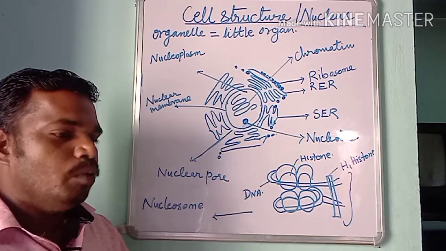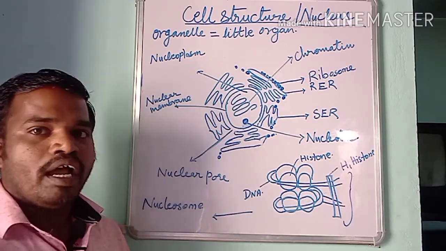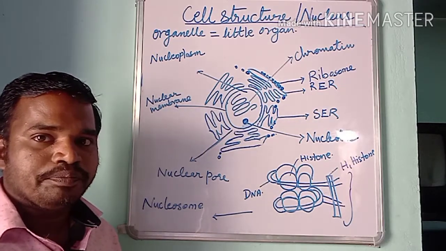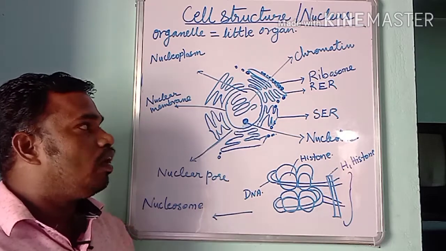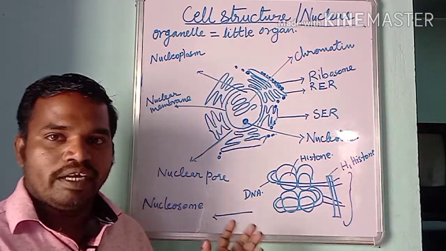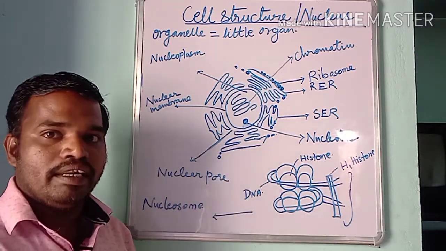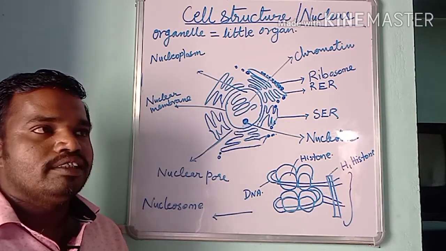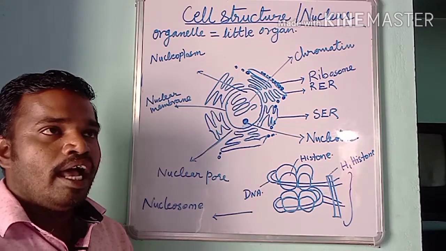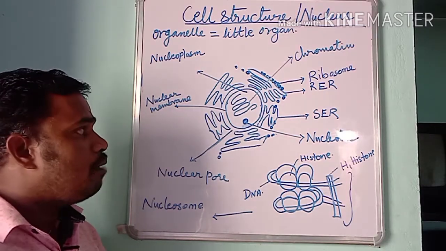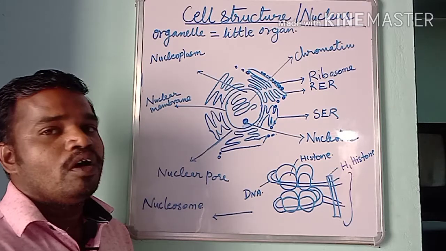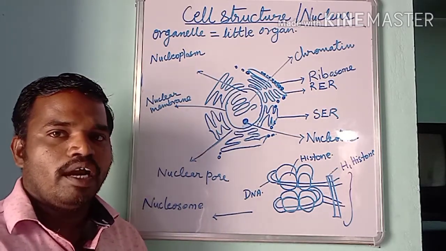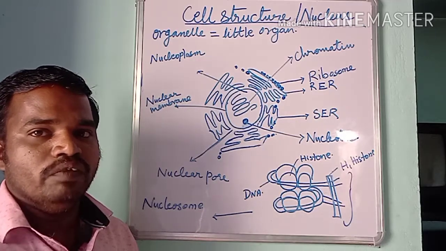How is it decided by the nucleus? Because this nucleus has a nucleolus, as well as the chromatin fibers, that is the genetic material. So this genetic material decides what the cell needs, what the cell has to do, or what type of function it has to perform. All these things are decided by the nucleus. So that's why we call the nucleus the brain of the cell.